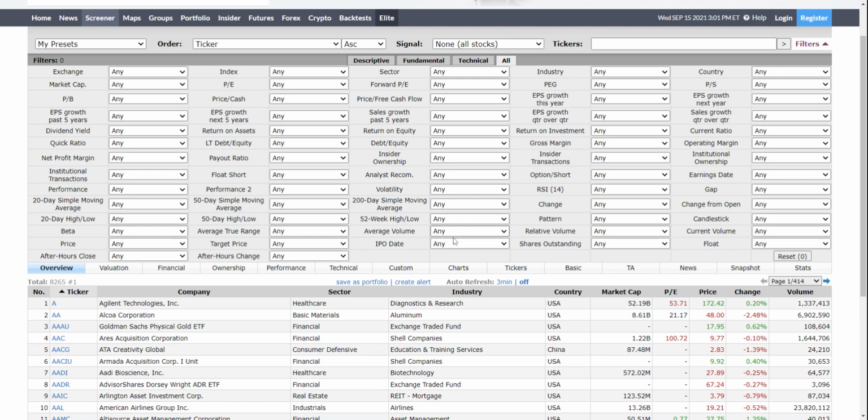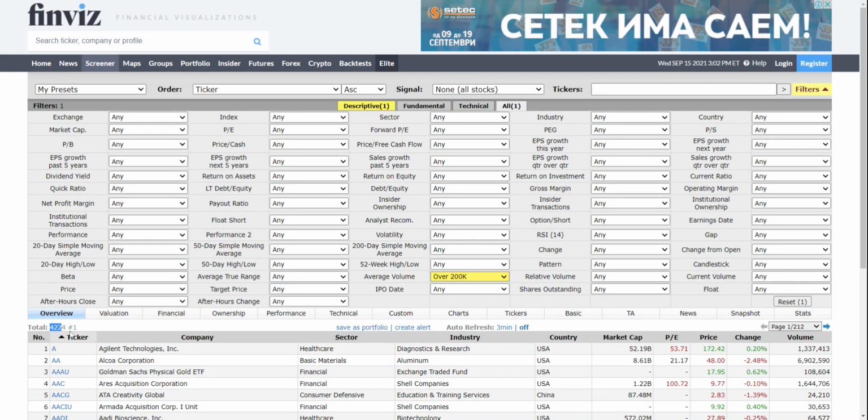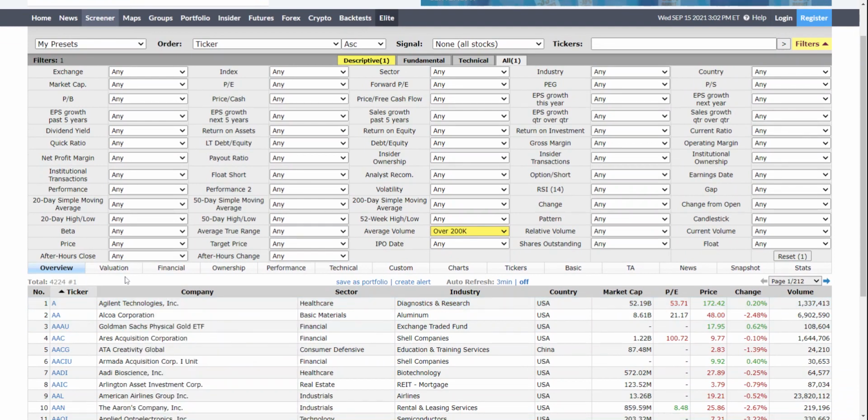So we want the stocks to be quite volatile, quite liquid, and that's why I like to go with over 200k. With over 200k, we are left with 4,224 stocks.